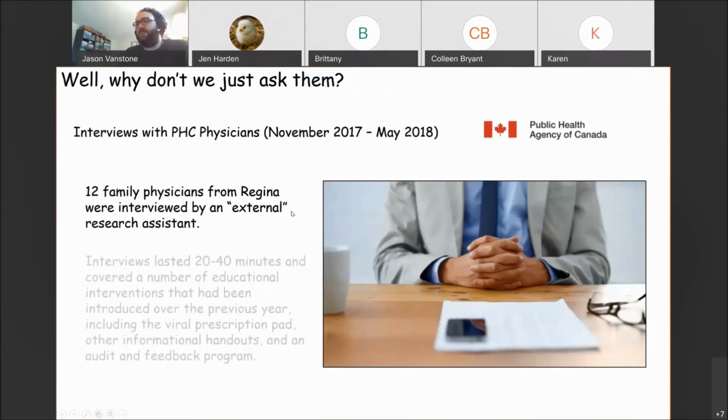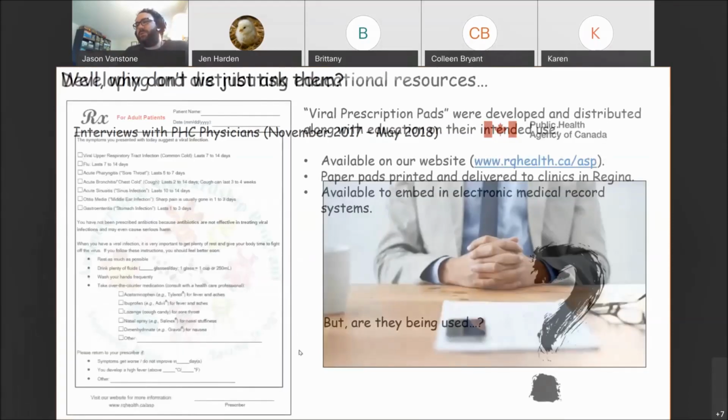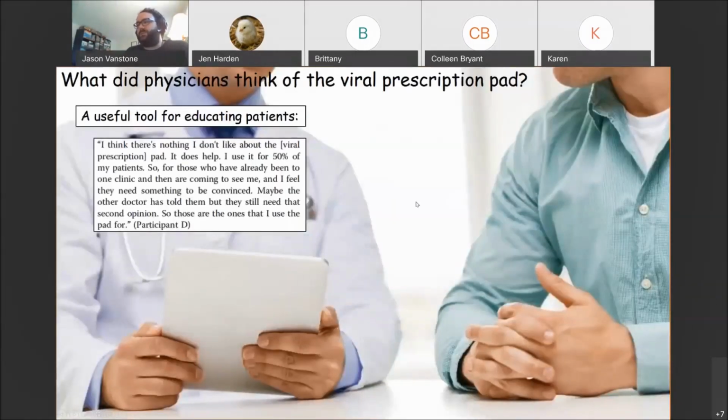So we had about 20 to 40-minute interviews that covered a number of educational interventions that had been introduced over the previous year, which included the viral prescription pad and other informational handouts that we had, as well as an audit and feedback program that we had started. And just to highlight a few, again, these are just quotes that are in the paper anyways.